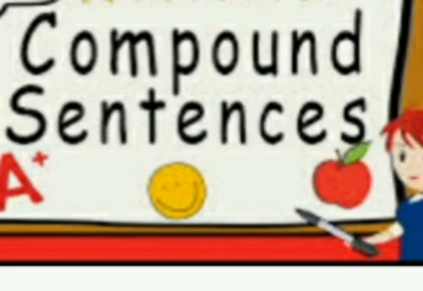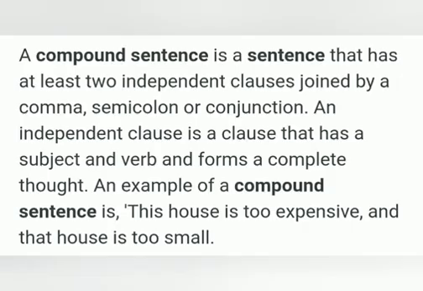So, my dear grade 3 children, today we will understand how simple sentences can be joined together to make longer sentences. A compound sentence is a sentence that has at least two independent clauses joined by a comma, semicolon, or conjunction. An independent clause is a clause that has a subject and verb and forms a complete thought.